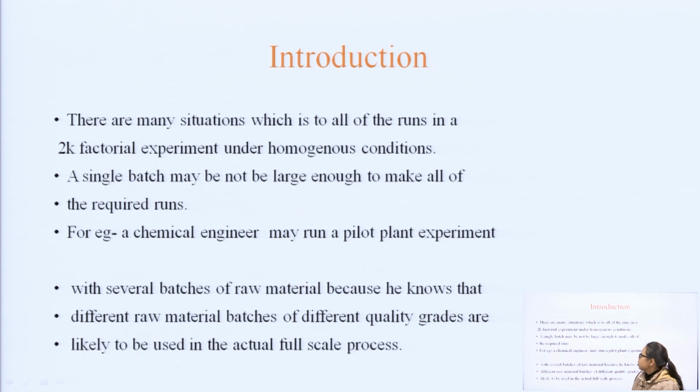There are many situations where it is not possible to perform all of the runs in a 2^k factorial experiment under homogeneous conditions. You have already read about the 2^k factorial in your previous units, unit 2 or 3. So a single batch may not be large enough to make all of the required runs. It means a single batch of raw materials is not sufficient to meet all the requirements.